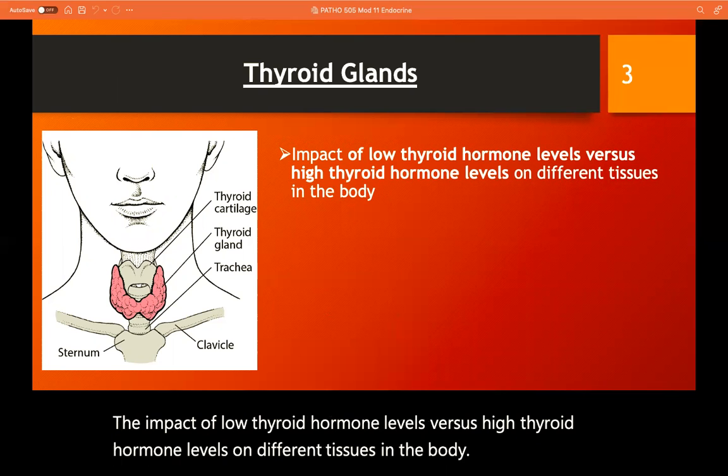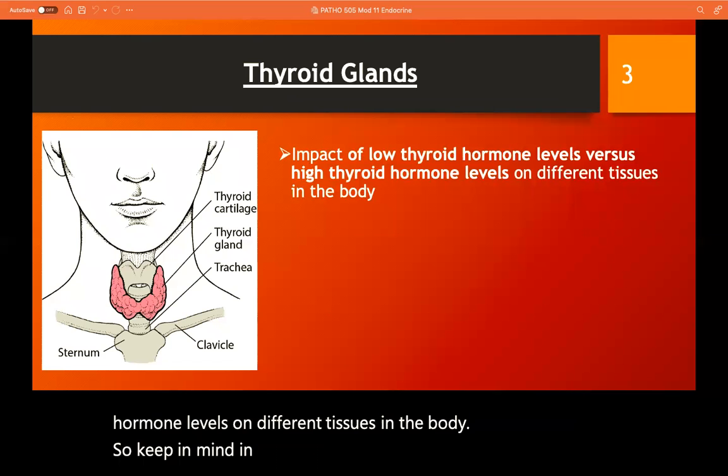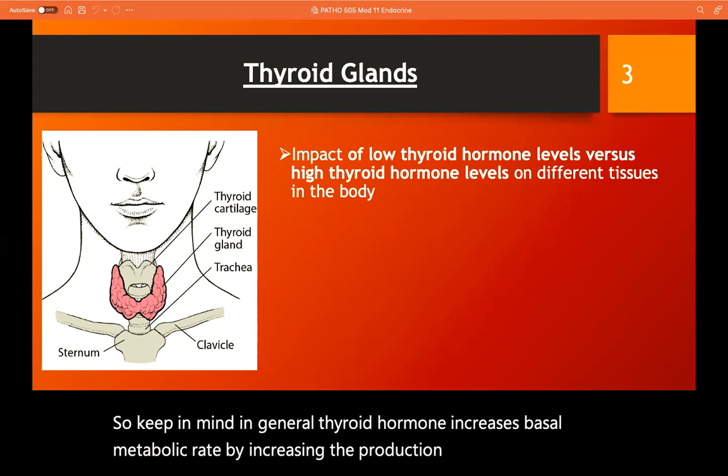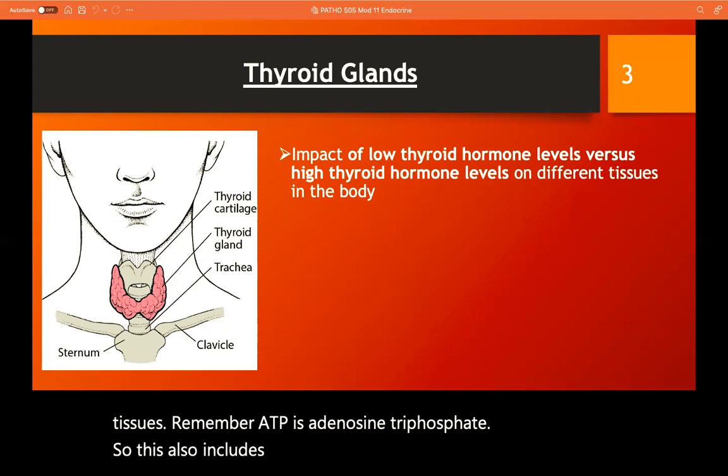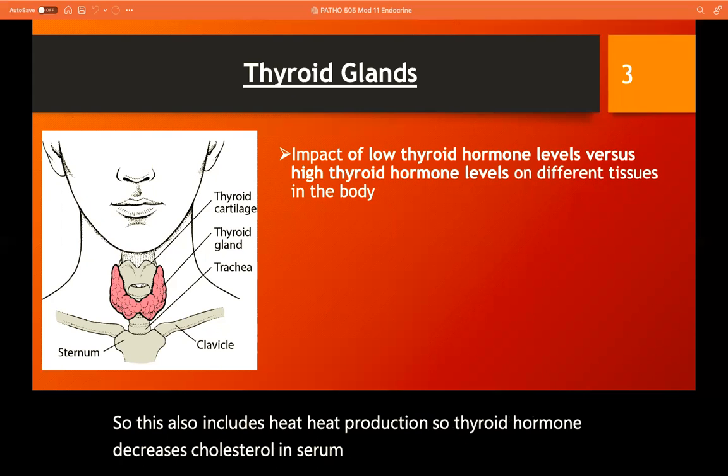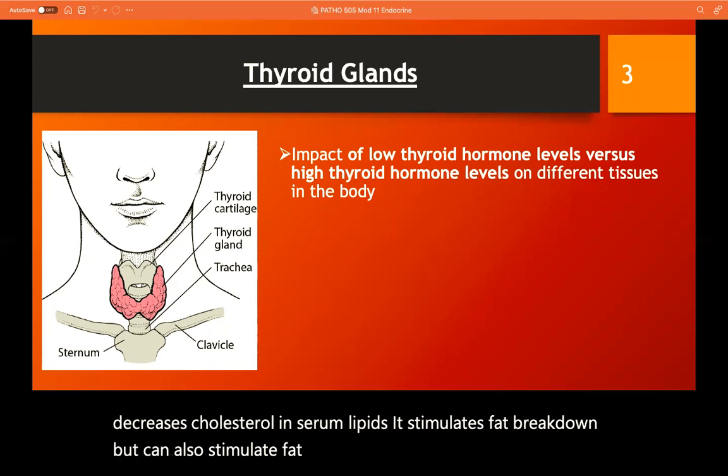So keep in mind, in general, thyroid hormone increases basal metabolic rate by increasing the production of ATP in many tissues. Remember, ATP is adenosine triphosphate. So this also includes heat production. Thyroid hormone decreases cholesterol and serum lipids. It stimulates fat breakdown, but can also stimulate fat synthesis.